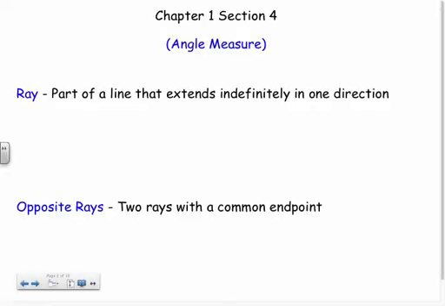Done lines and line segments. Now let's get into some angles. All right. First, we got to talk about what an angle is made up of.